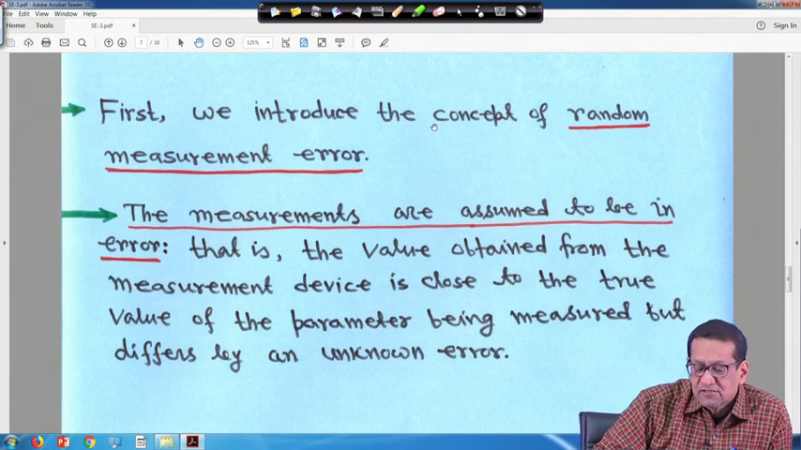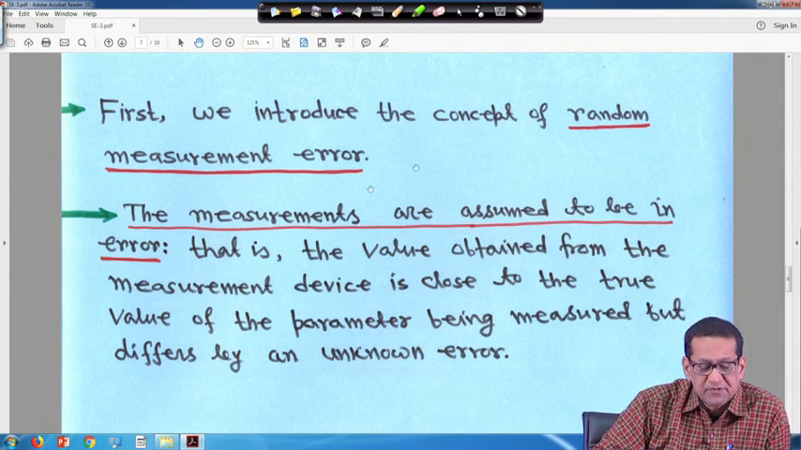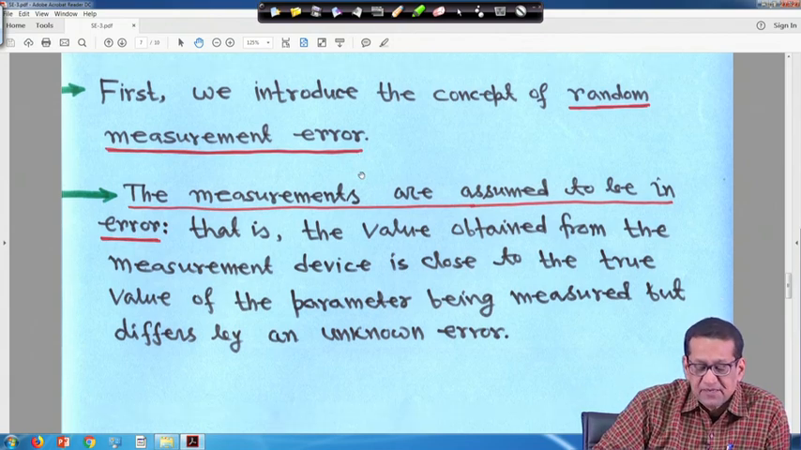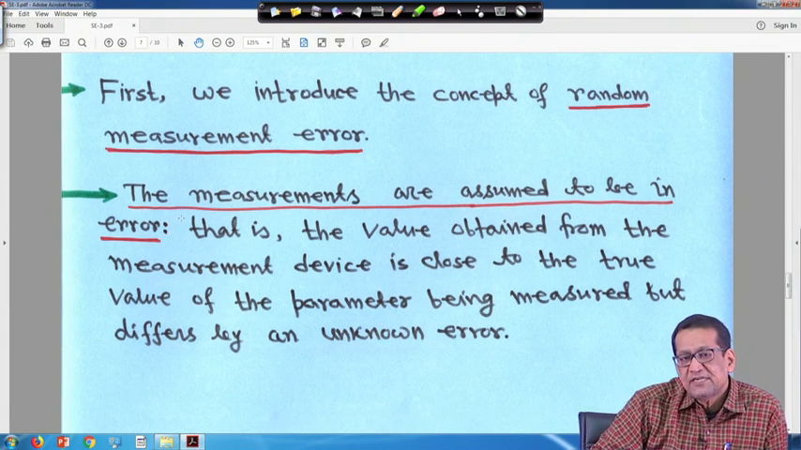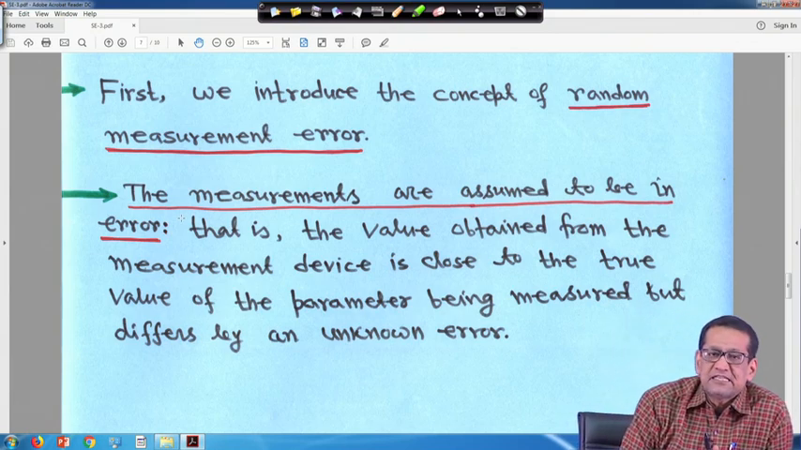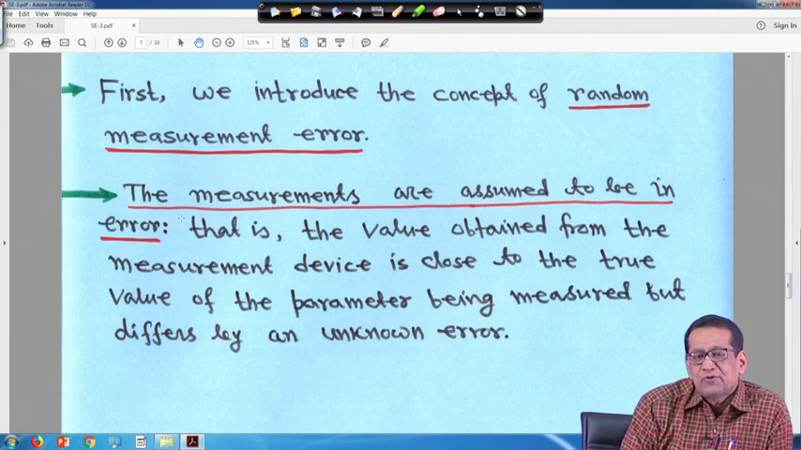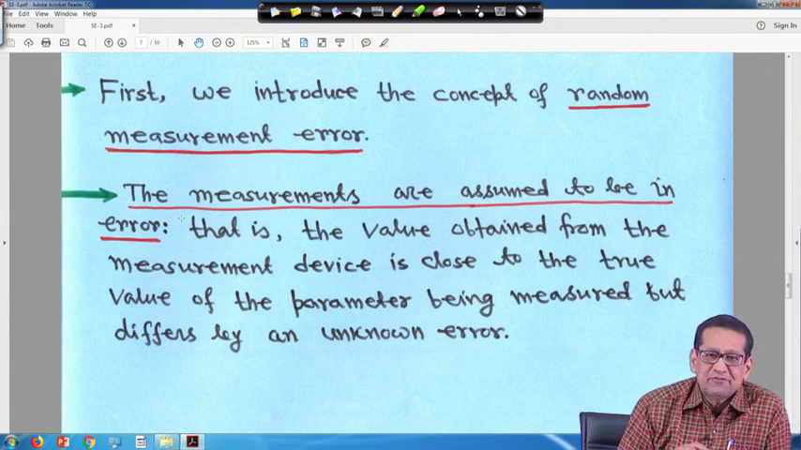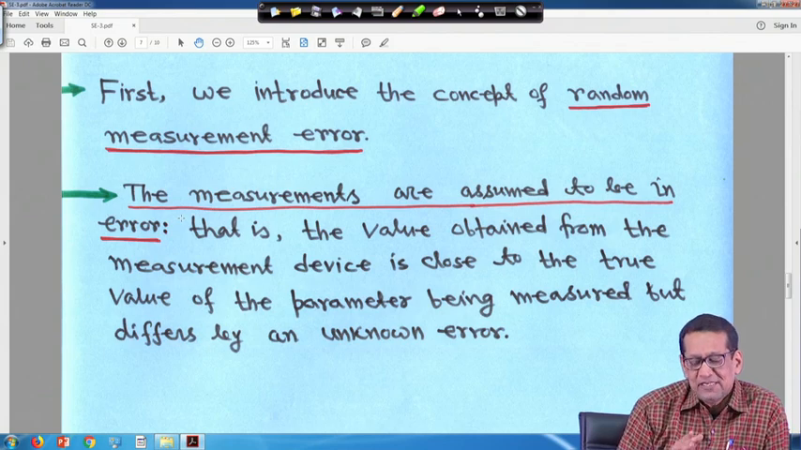Now, first let us introduce the concept of random measurement error. We are assuming that every measurement has some error. For example, when you are doing your experiment in the laboratory, you have ammeter, voltmeter, wattmeter and other types of meters. When you take the reading, you will see that as soon as you connect and try to take the reading, the pointer is oscillating around some point. When that pointer settles to some point, you take the reading.